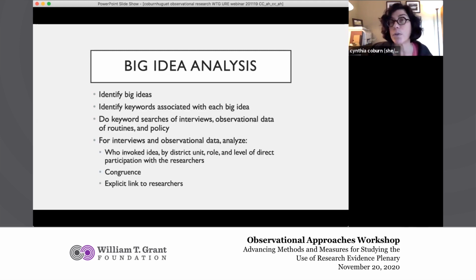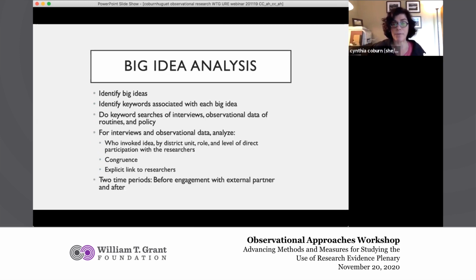We analyze the congruence. So again, is the representation of the idea congruent with the way that the researchers speak about it, and explicit link to the researchers. And this is important because otherwise it helps us connect it with the work with the research partners, as opposed to just these ideas are in the water supply and lots of people are talking about them.